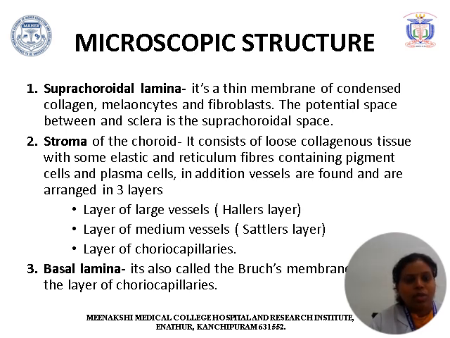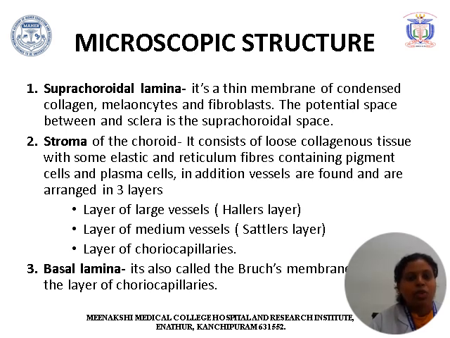Microscopic structure consists of three layers: suprachoroidal lamina, stroma, and basal lamina. Suprachoroidal lamina is the thin membrane of condensed collagen, melanocytes, and fibroblasts. The potential space between this structure and the sclera is called the suprachoroidal space, and it can have fluid collection in it. Stroma of the choroid consists of loose collagenous tissue with some elastic and reticulum fibers containing pigment and plasma cells.